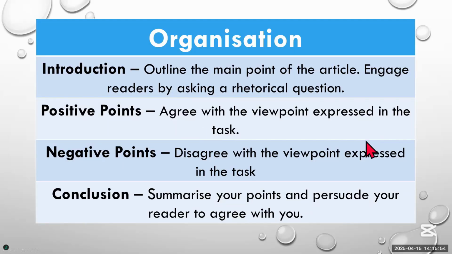So I've simplified the organization and it should look like this. In the introduction, you outline the main points and engage the readers by asking a rhetorical question. In the next paragraph, you discuss all the positive points. The following paragraph will be about the negative points. And then in your conclusion, you summarize the points and persuade your reader to agree with you.